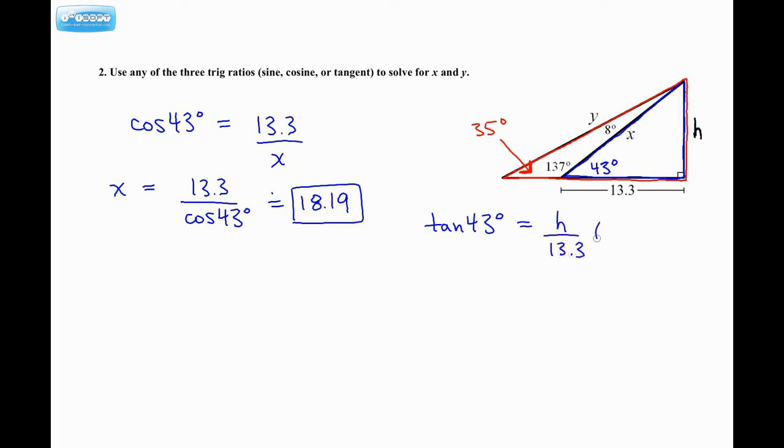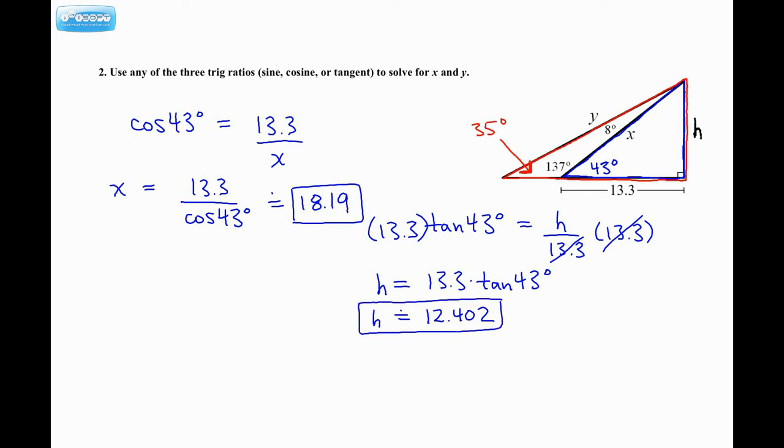Okay, so sometimes, you just have to slug through it and just solve things piece by piece. And you may find that there are other ways of getting to the same answer. You might not particularly like this way. I encourage you to find other ways if you can. Okay. All right. So 13.3 times the tan of 43 degrees gives me approximately 12.402. Okay.